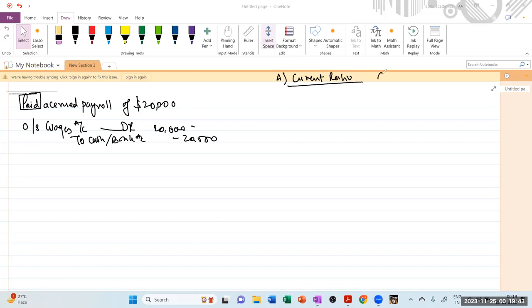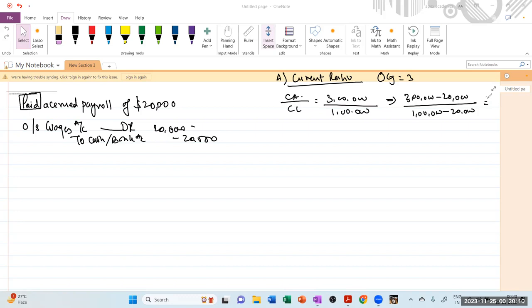Current ratio. Original 3. Is now becoming how much? Closely pay attention. 3 lakhs minus 20,000 upon 1 lakh minus 20,000. So it is 280 divided by 80. Your answer is 3.5. Increased. Clear? Any doubts? Very important. Yes or no, please tell me. Students, any doubts? No, sir.